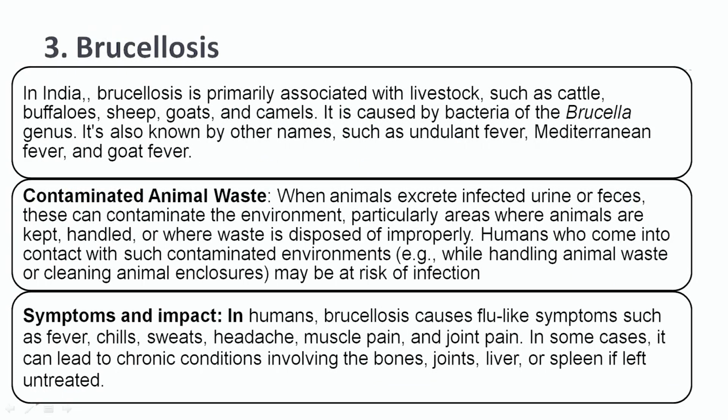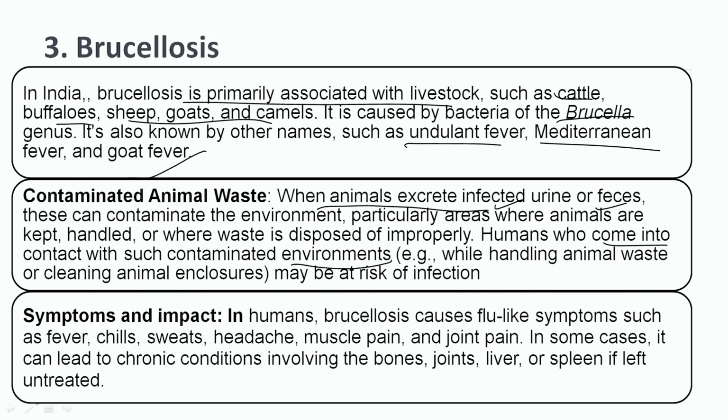The next important zoonotic disease is brucellosis. It is a type of bacterial zoonosis. In India, brucellosis is primarily associated with livestock like cattle, buffalo, sheep and goat. It is caused by the species Brucella. It is known by other names like undulant fever, Mediterranean fever, or goat fever. Now, how do these bacteria transmit to the human population? When animals excrete infected urine and feces, they may contaminate the environment, particularly areas where animals are kept or handled, or where waste is disposed. Humans who come in contact with this contaminated environment get the zoonotic agent through an indirect way.